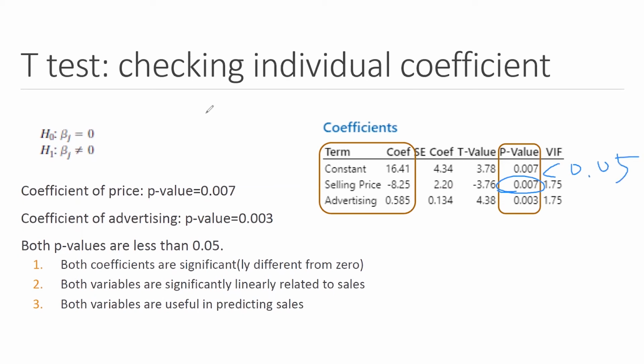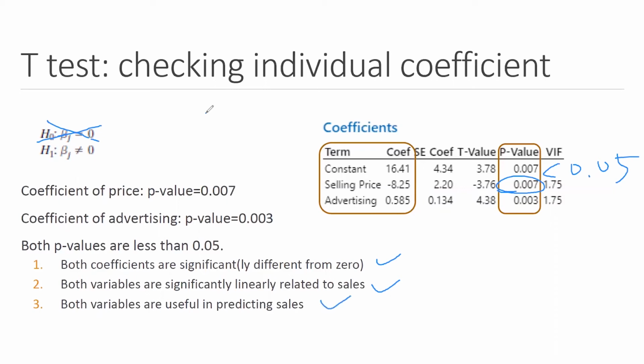Then that means good news for us. We are able to reject the null hypothesis, and we can claim that the x variable is significantly related to y. We also can say that this coefficient is significant, or significantly different from 0. And the last thing we can say is that this variable is useful in predicting y.